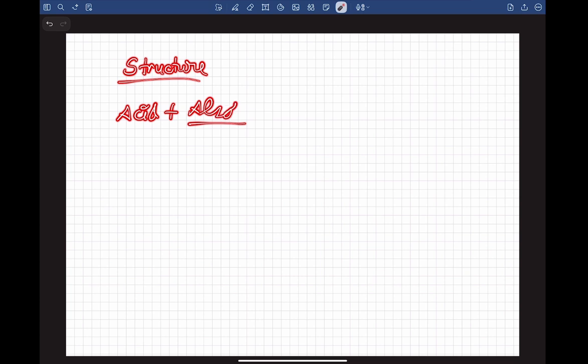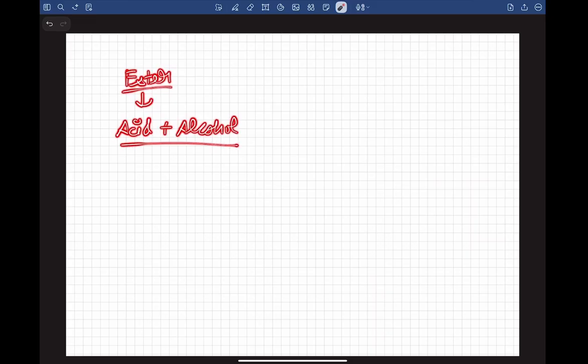Some children are not able to draw the structure of the ester. Let's say the examiner is saying that you have this particular acid and it is reacting with this particular alcohol. You tell me the structure of the ester and the name of the ester. So some children struggle with this.